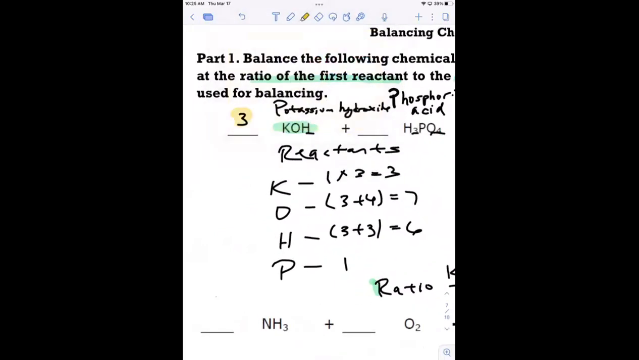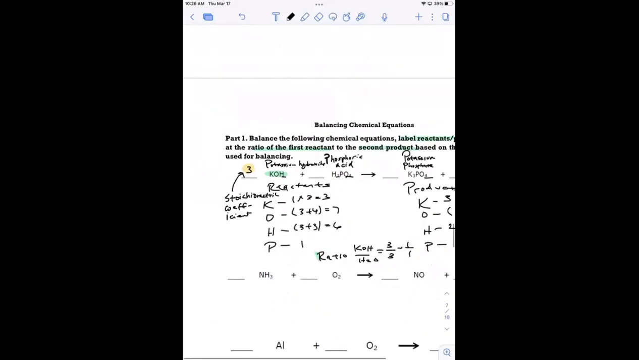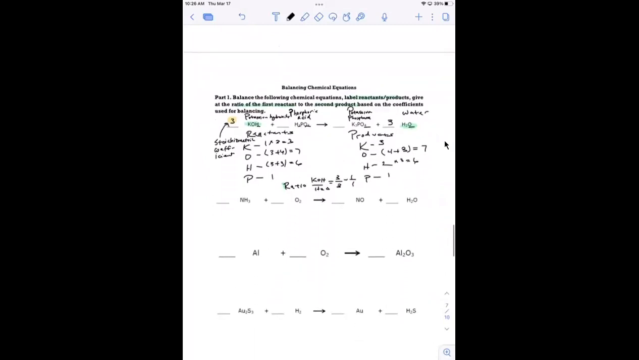These are my stoichiometric coefficients. So these tell me the relative amounts of each substance relative to each other. All right, so those are my stoichiometric coefficients. Once we get those, that's how we know the equation is balanced, and that's how we know what the ratios of each thing are. All right, let's do the next one.